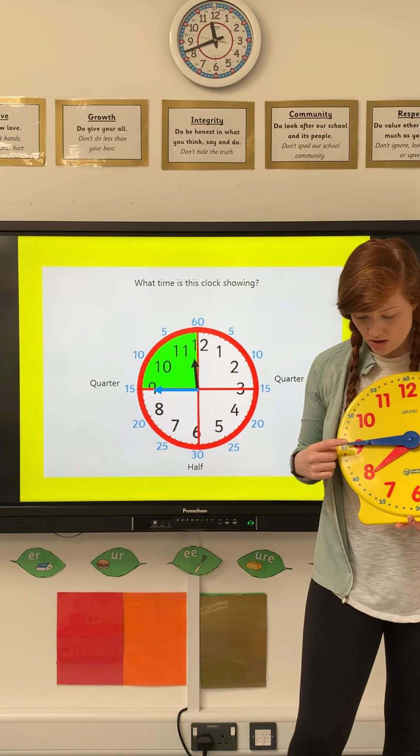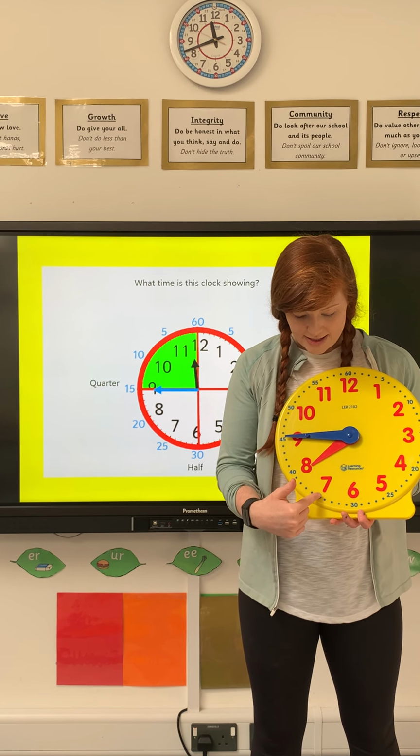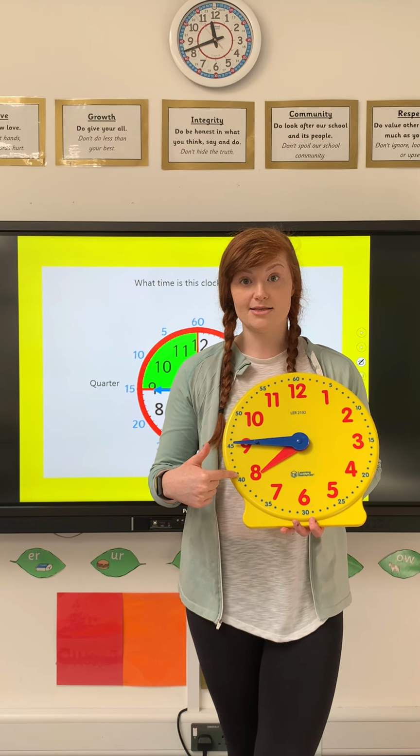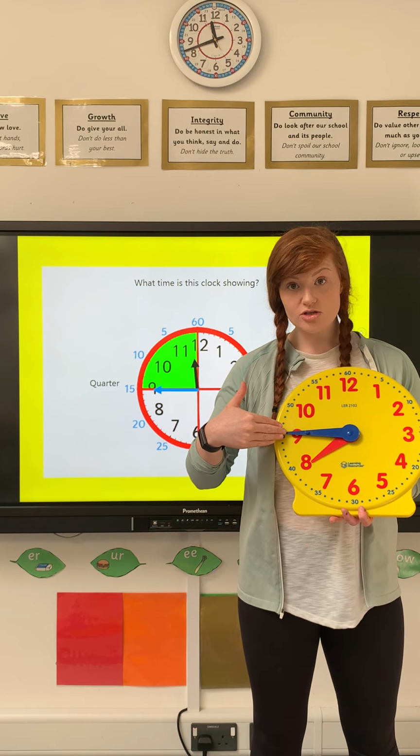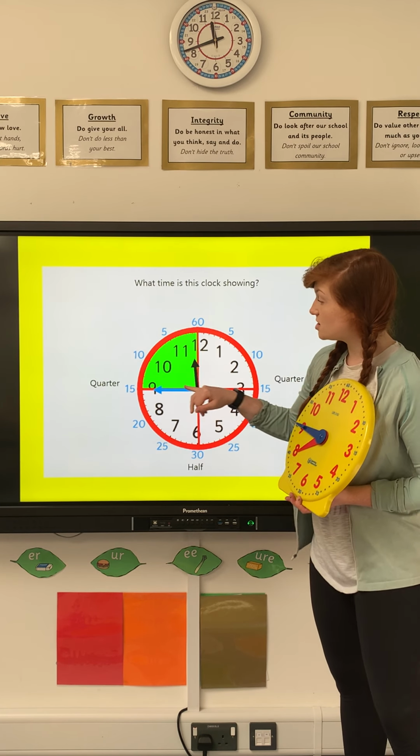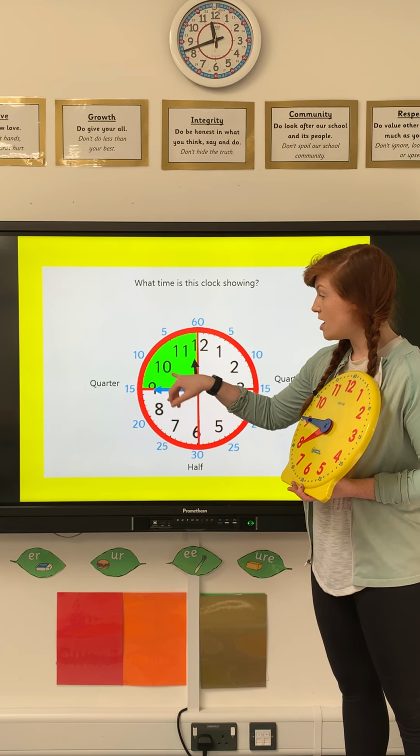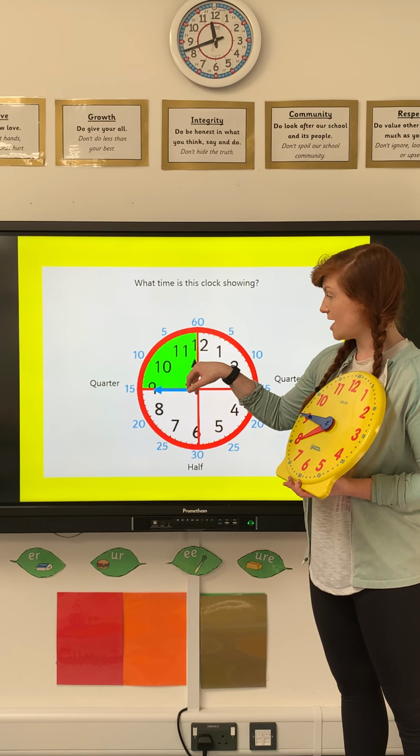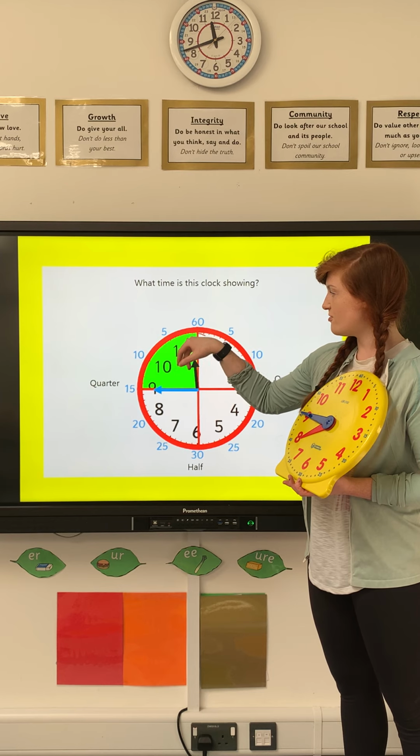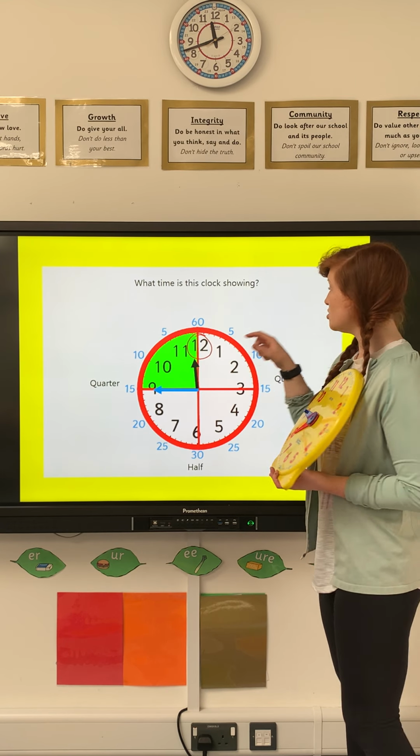So for example, on this clock, I've got quarter to. Now it's past the 7 and it's right before the number 8. So we would call that quarter to 8, and that's how we do it. So on this one, you can see the time is quarter to and I'm looking at where that little hand is past and where it's going to. So it's just before the number 12.